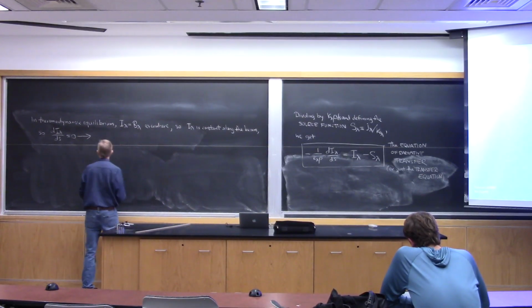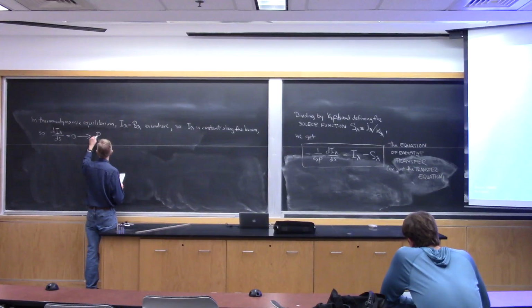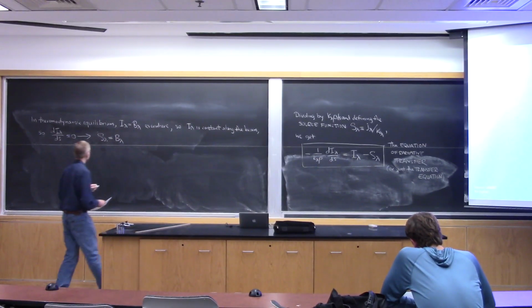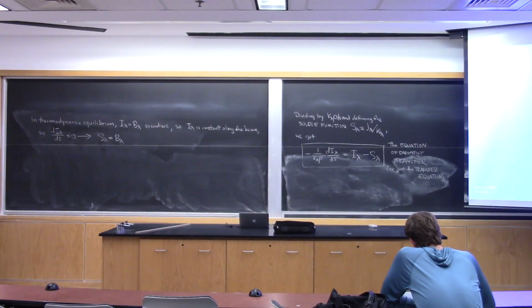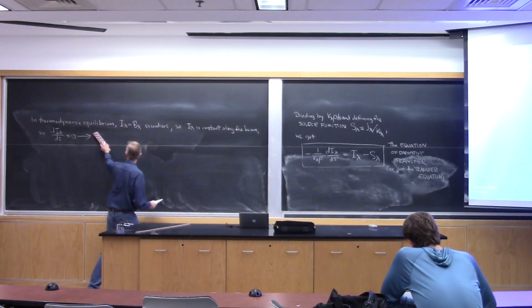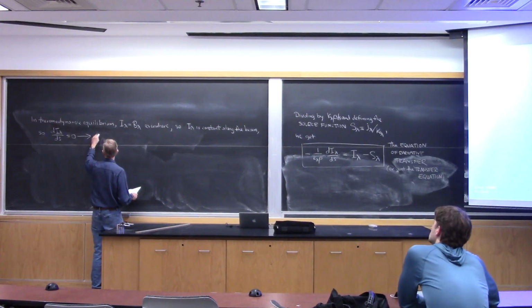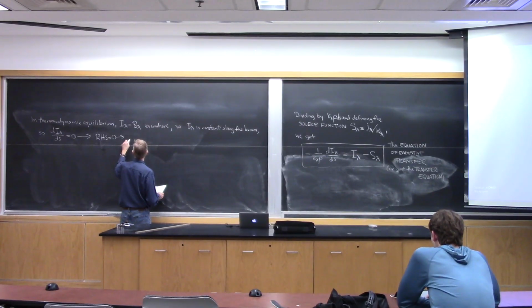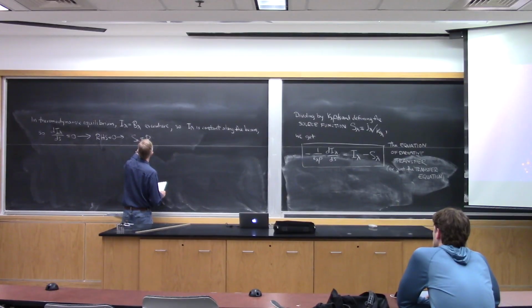So this says that S lambda must be equal to B lambda in thermodynamic equilibrium, right? In case you're looking at it later: the right-hand side equals 0, and that says, sorry, I'll put it the other way around, S lambda must equal B lambda in thermodynamic equilibrium.